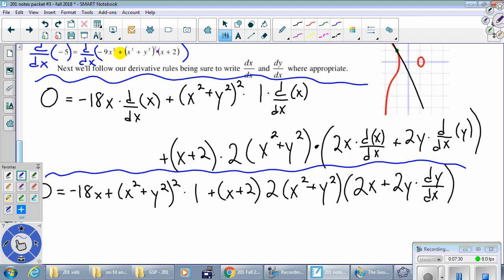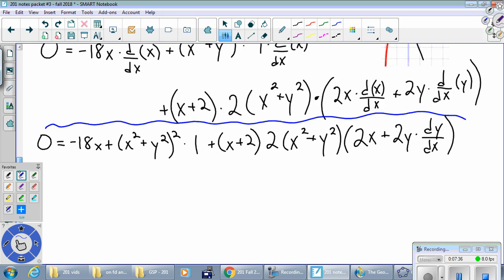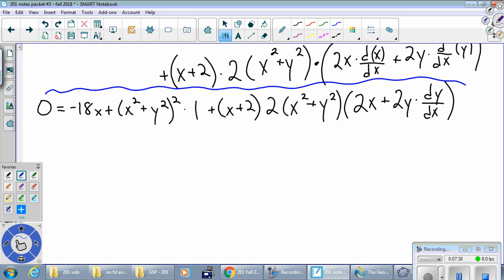Okay, so what are we trying to do here? So we're trying to find the equation for the tangent line. So it is possible to solve this equation right here for dy dx. We could do a lot of algebra to solve this equation for dy dx. I'll just say it, but I'm not going to write it. You'd add the 18x to both sides. You'd subtract this x squared plus y squared, squared from both sides.